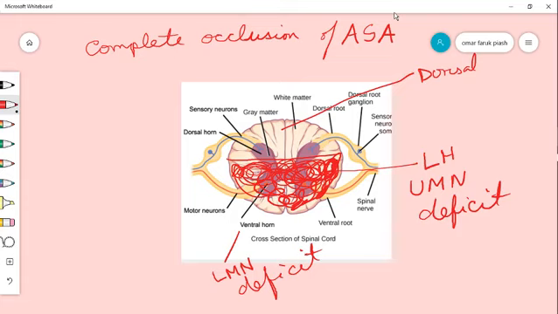And one unique thing you can remember, that sometimes when you are treating or repairing an aortic aneurysm, at that time it can happen. At that time there may be complete occlusion of anterior spinal artery.